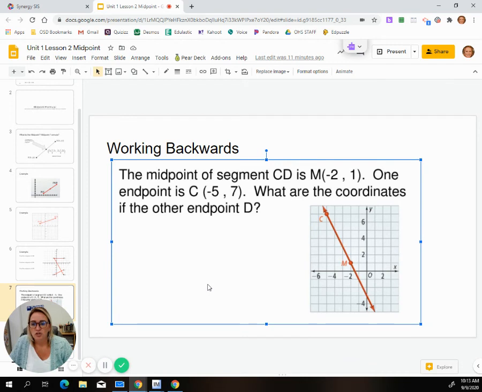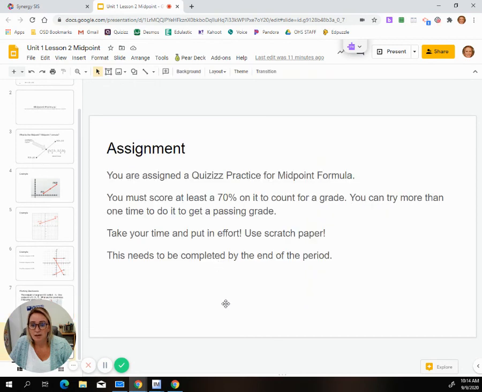Okay, so you guys should notice in your Google Classroom that there is an assignment that is a quizzes assignment for you. It should say something about midpoint formula. You're going to go through and complete that. Make sure you remember that in order to get a passing grade and have this count as an assignment, you need to get a 70% on it. That might mean you have to try it more than one time.